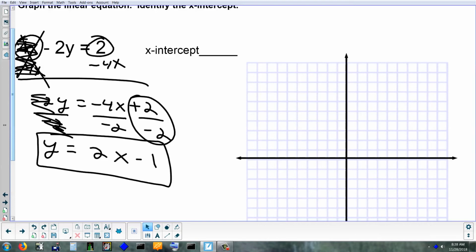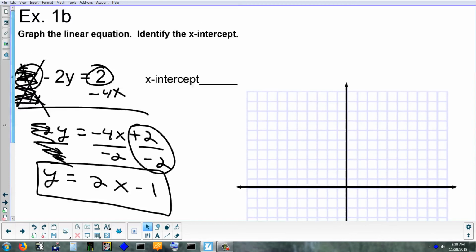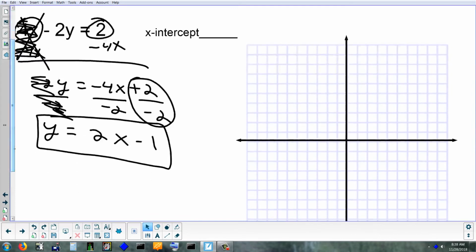Now again, in the time it took me to do that, I could have just done this problem the way we learned on Monday, and we would have been done. But there are going to be times, I think, coming up where we have to get y by itself, especially when we get into solving multiple equations at the same time. That's going to be one thing we have to do. Okay, so now we're ready to graph it.